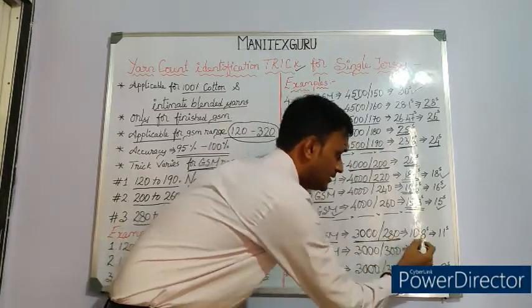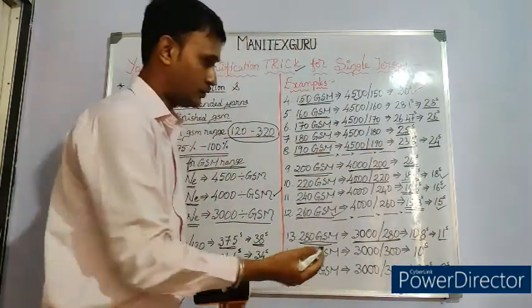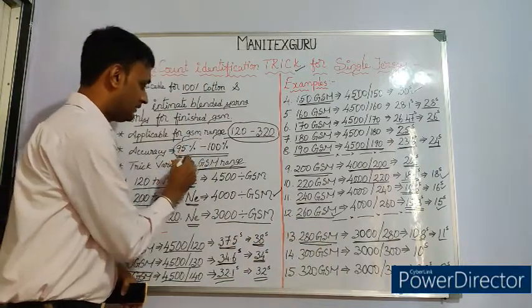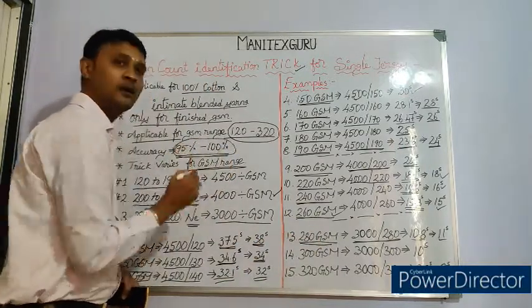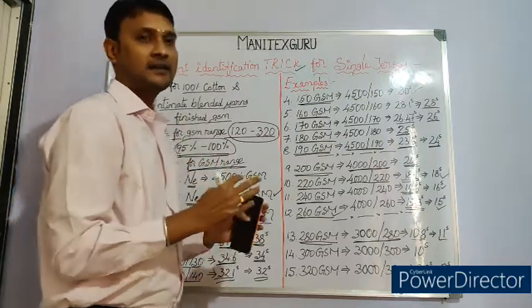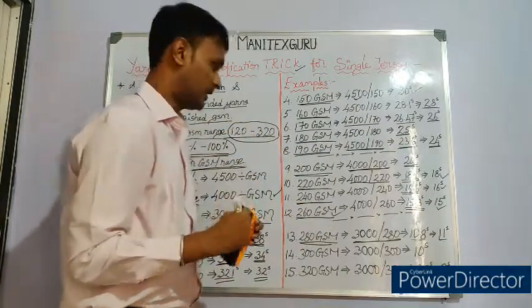3000 divided by 280 is 10.8. 11th or 12th count is the ideal count to achieve 280 GSM. Since I have mentioned 95 to 100%, we'll get at least a similar idea to get a target GSM. That count identification can be achieved.